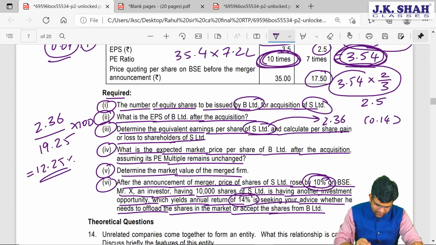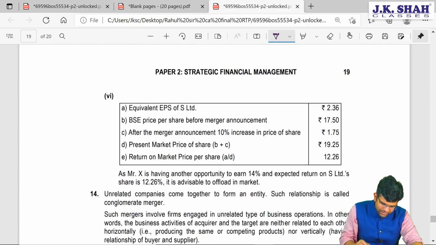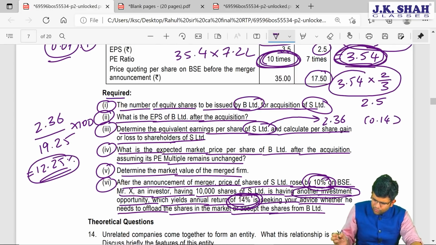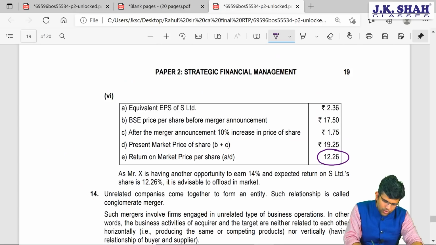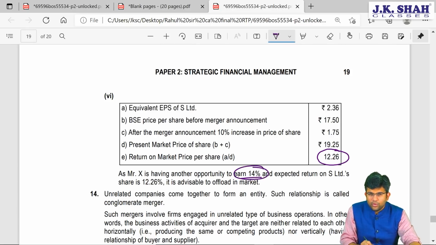But on the other hand, if you remove your money, if you sell off your shares, and then, children, you go for that another investment which you have, which is giving you 14% return, then of course I would recommend you to kindly do that, because your return there would be higher. That's what the Institute is saying. Children, can you see? They are saying return on market price is 12.26, correct? 12.25, 2597. So this is rounded off to 12.26 here. So 12.26% is what you will get as the yield. If outside you are able to earn 14%, it is advisable to offload your shares.